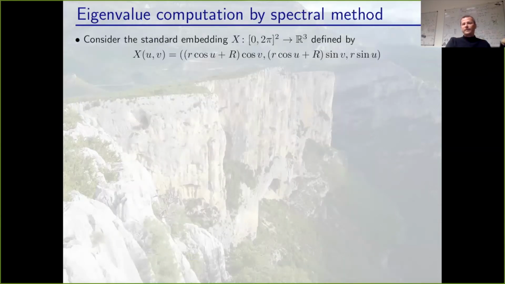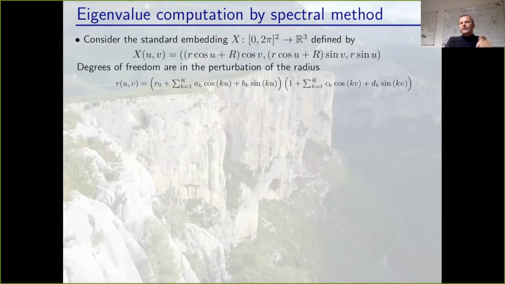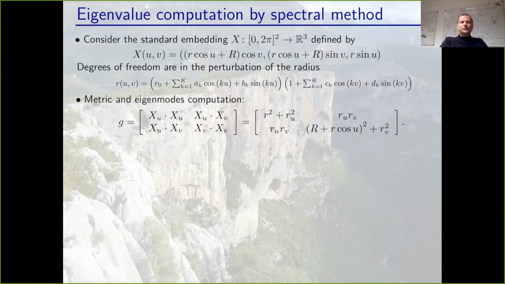So we started with the very standard parametrization of a torus, which is of course not isometric to the flat torus. And we defined some degrees of freedom, which are just the coefficients of these Fourier expansions. And we wanted to optimize these coefficients in order to obtain an optimal, maximal first Laplace-Beltrami eigenvalue, up to normalization.